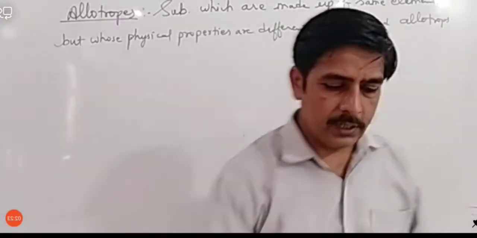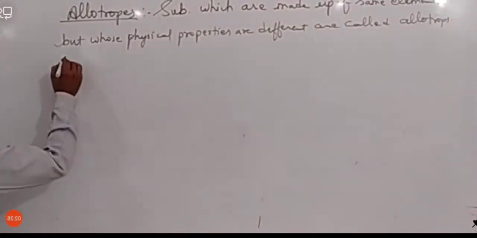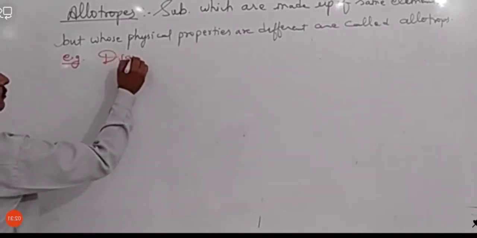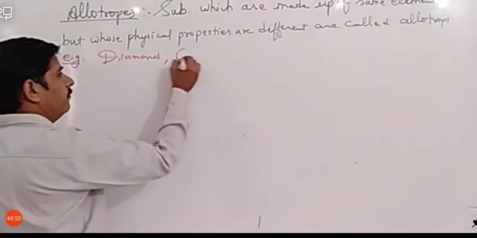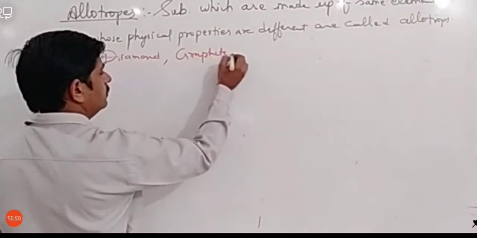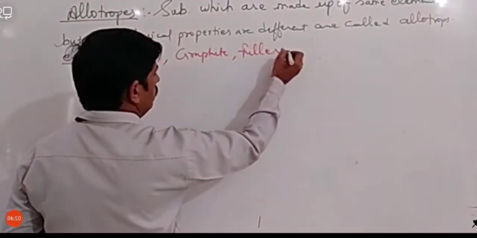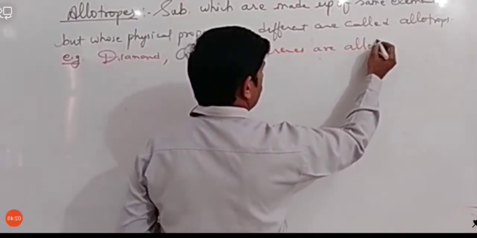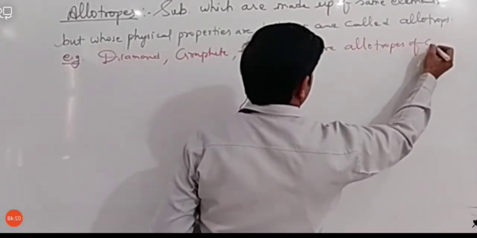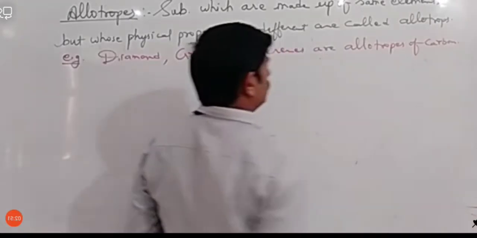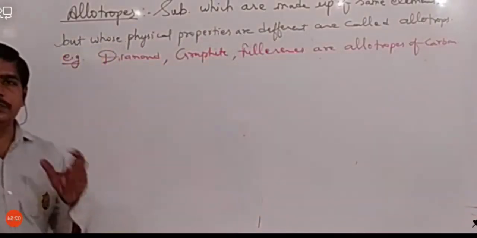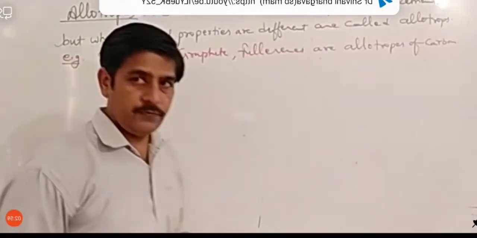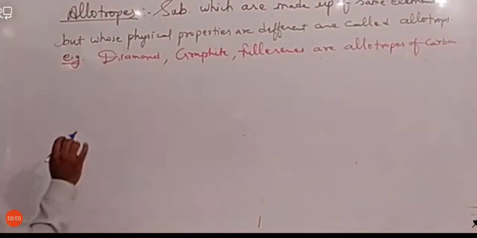So that's why we can take this example. So in example we can write: diamond, graphite and fullerene are examples of allotropes of carbon. Okay, they are allotropes of carbon. So let's see, one by one we will discuss all these three allotropes. उन तीनों allotropes के बारे में हम बात करेंगे. Let's first start with graphite.